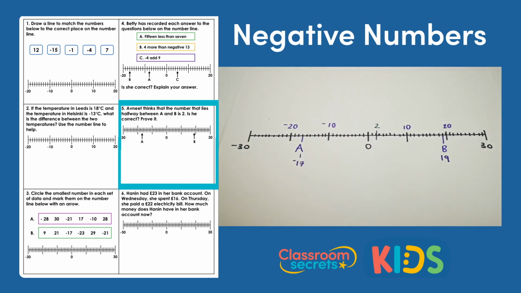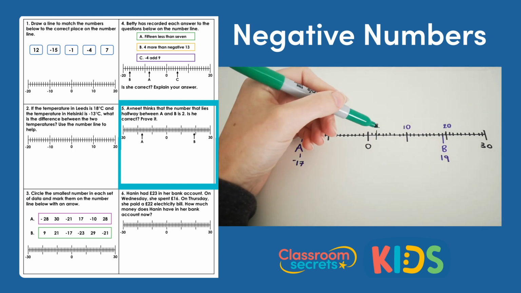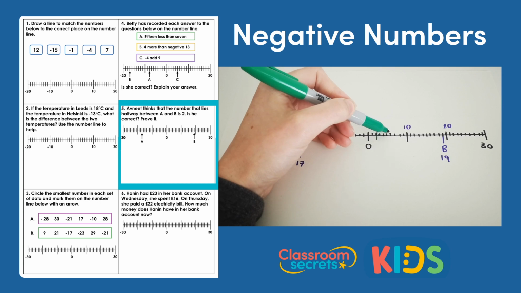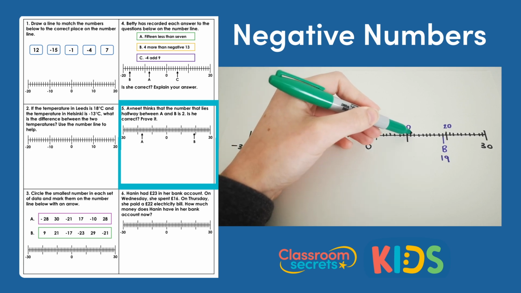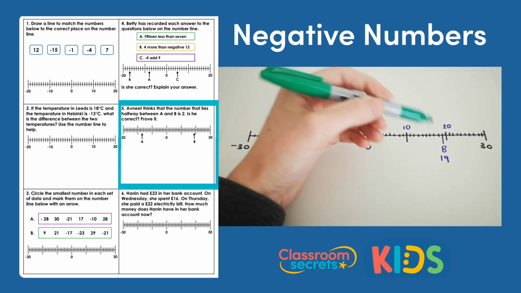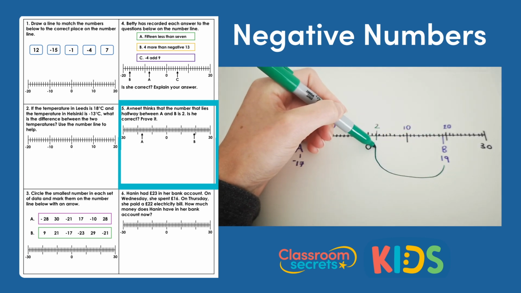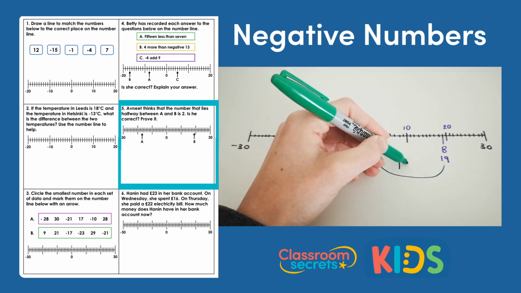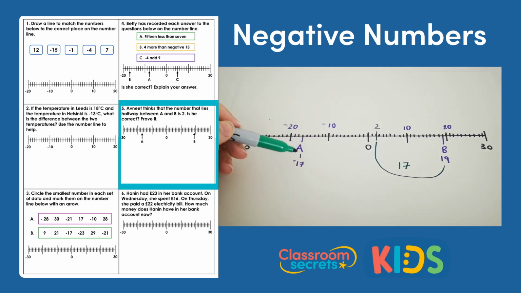So I'll just count on to work out what the difference is between 2 and 19 first of all. So if we count on 1, 2, 3, 4, 5, 6, 7, 8, 9, 10, 11, 12, 13, 14, 15, 16, 17. So the difference between B and 2 is 17. So if the difference between A and 2 is also 17, then Avni is correct.